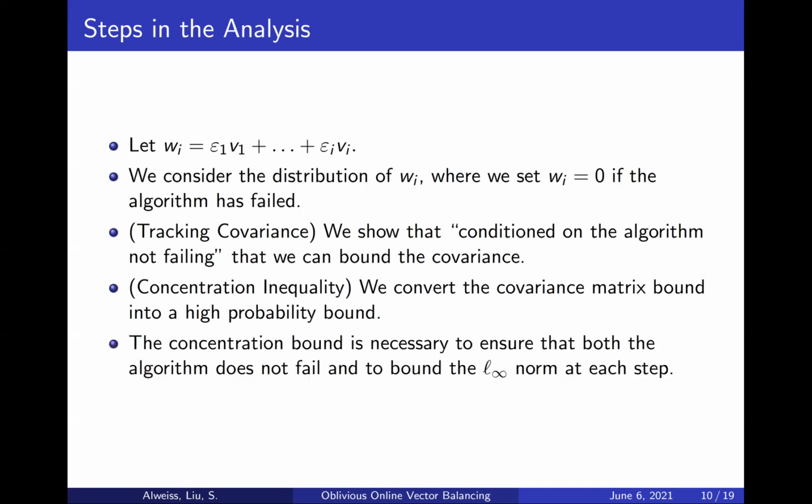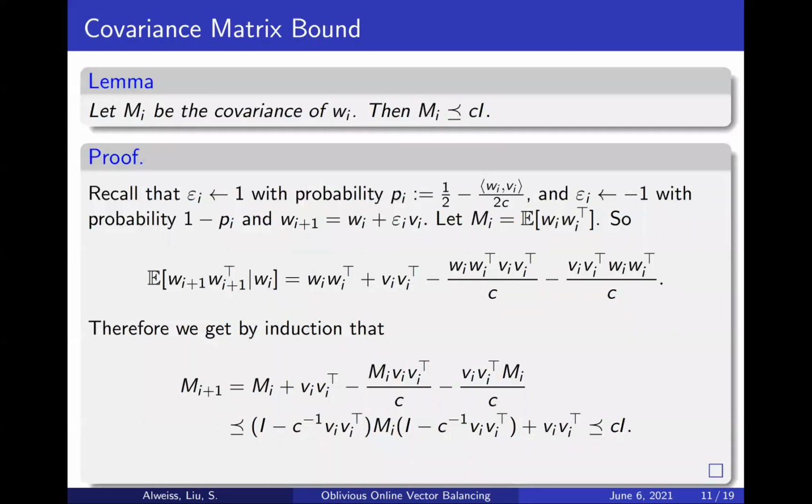And the concentration bound is necessary to ensure that the algorithm doesn't fail, and so that you can bound the L infinity norm at every step. In particular, if the algorithm runs for all t time steps, it has to give a good answer, but you don't know that the algorithm actually reaches the end, and that's the reason you need a concentration bound. And we need a pretty good concentration bound because we're aiming for logarithmic bounds. So first, let's do the covariance matrix bound. So let M_i be the covariance matrix of w_i.